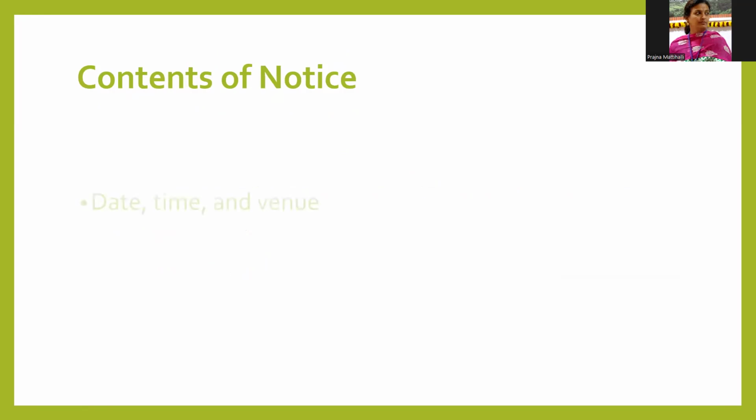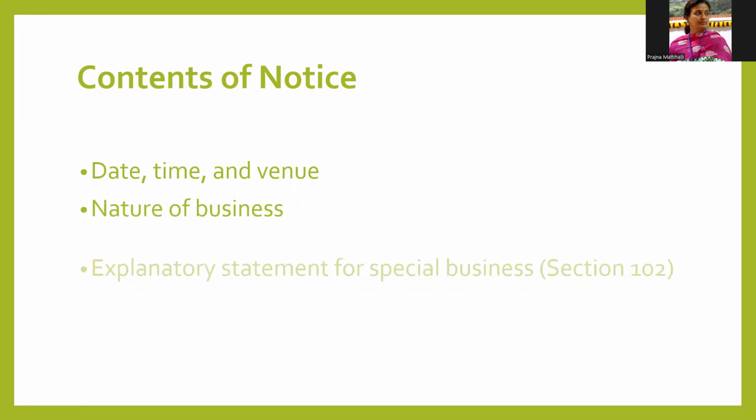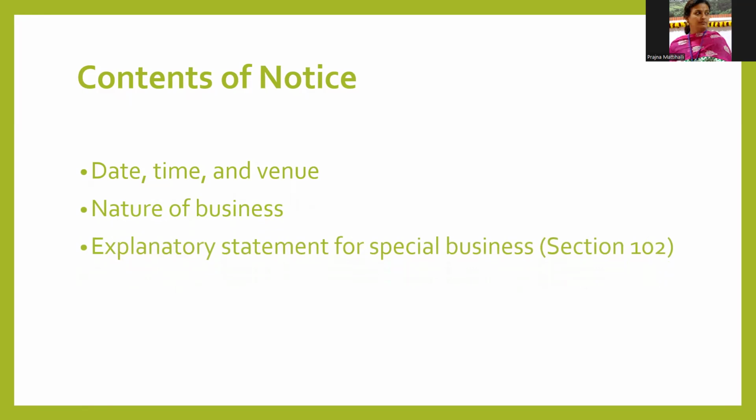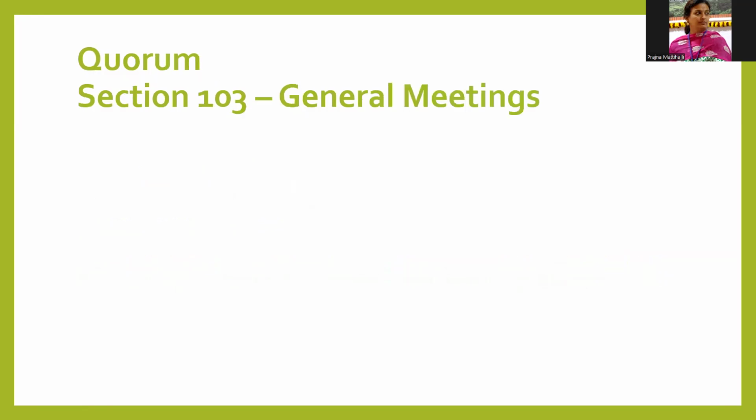Then what is in this notice? Notice should contain the date of the meeting, time of the meeting, and venue of the meeting. Then the nature of business. That means what we are going to discuss in the meeting. And an explanatory statement for special business. That means as per section 102 of the Indian Companies Act, there should be an explanation of what the special matter is and what is going to be discussed, etc.